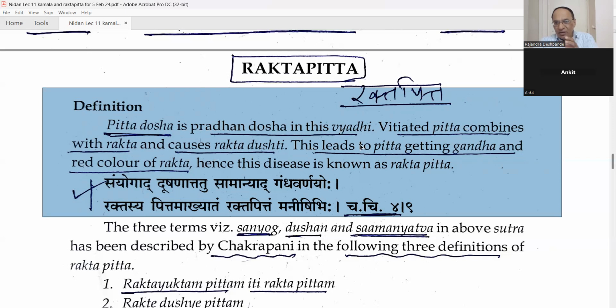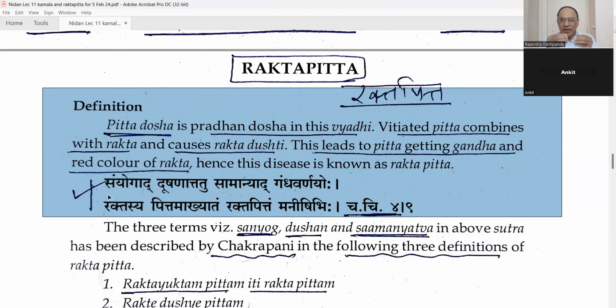This will lead to the Pitta getting the Gandha and red color of the Rakta. Pitta dosha will get the smell like blood. Pitta dosha will get the red color. Normally it is yellow, but because of the Rakta Dushti, it gets mixed. Rakta and Pitta mixing. Hence, this disease is known as Raktapitta.